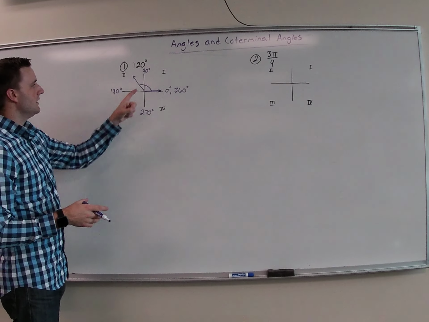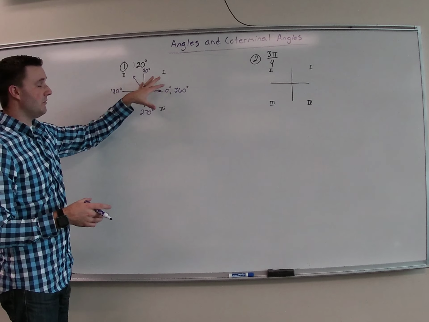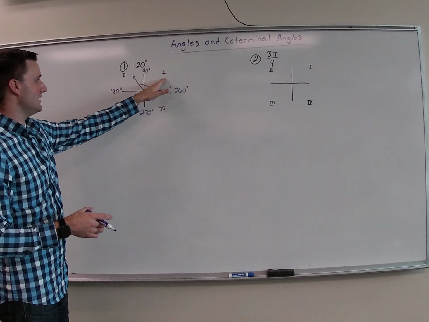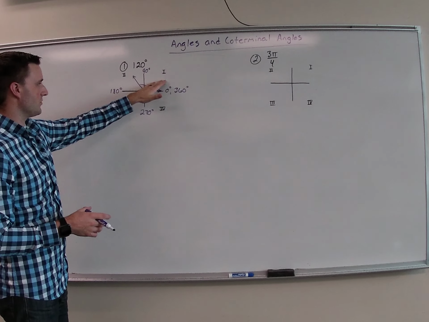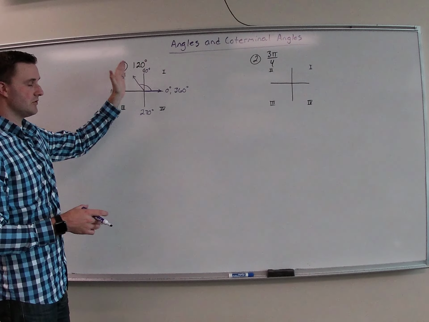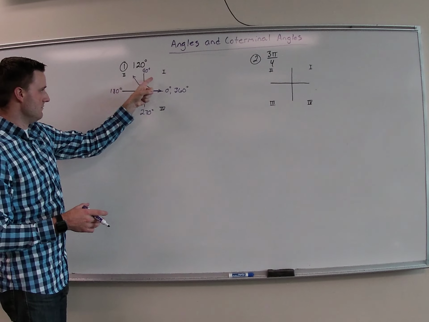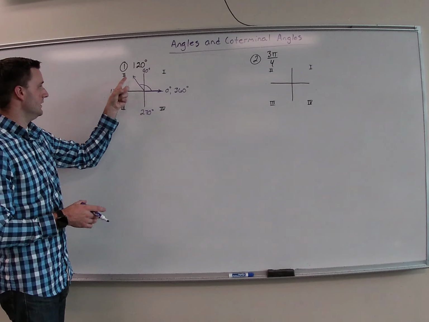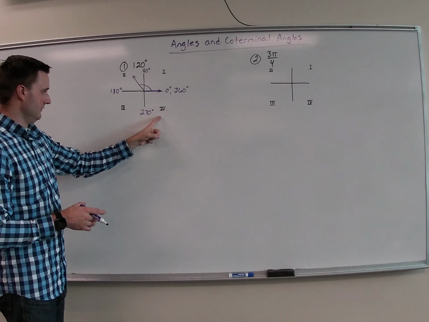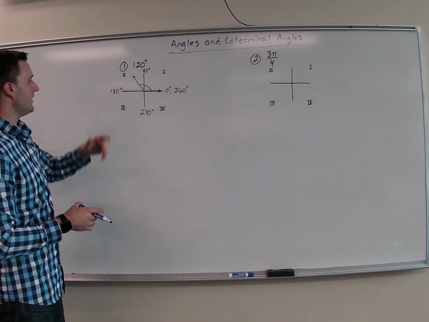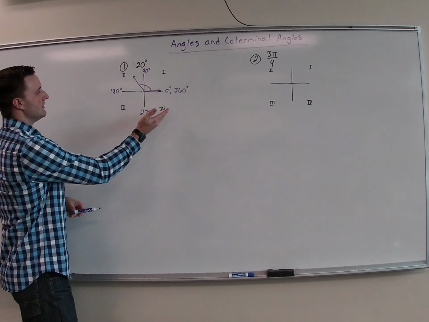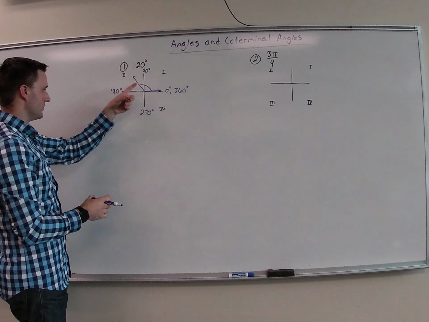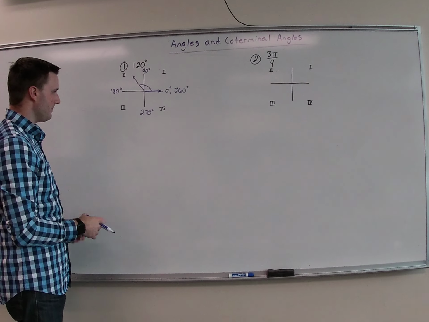Now notice too that we have these different quadrants. So we have 4 quadrants. We start in the positive axis here for x and y, in this quadrant 1. Because we draw our angles going counterclockwise, our quadrants also go counterclockwise. So quadrant 1, 2, 3, and 4. So this angle 120, its terminal side ends in quadrant 2. So that might be a question that you are asked.